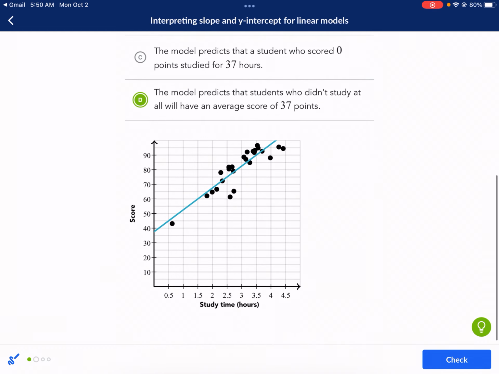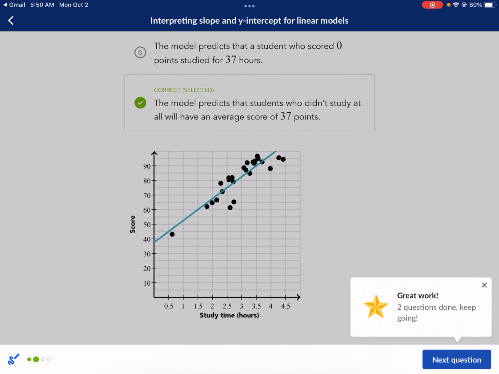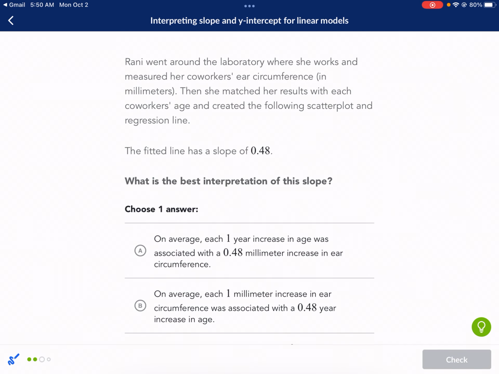That's our starting point, okay? Where we begin this graph is where we don't have any value for x, so that's 0. Okay, so 0 hours spent studying is equivalent to 37 points on whatever assessment this is, a quiz. So that's our correct answer, option D. We're going to go through the next ones kind of quickly.